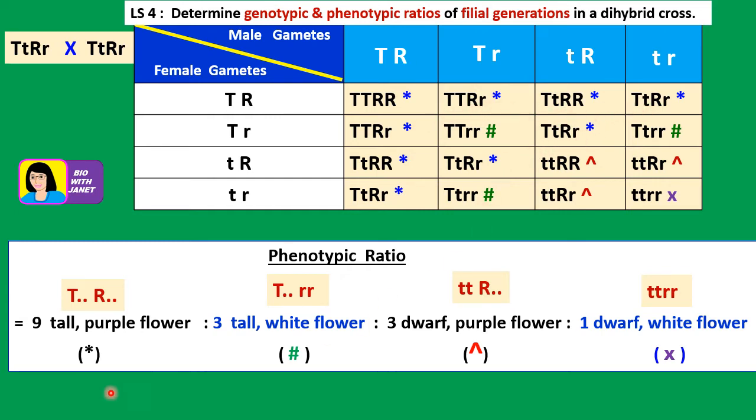9 plants which are tall with purple flowers. Okay, from the Punnett Square here. How about the tall plants with white flowers?